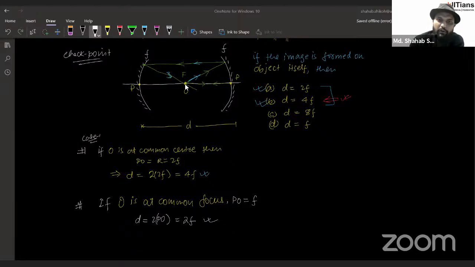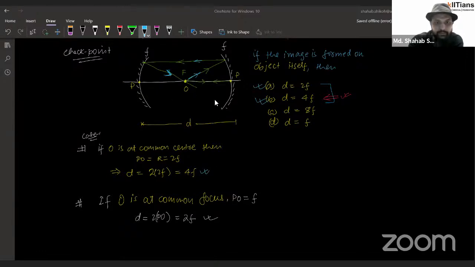What I'm telling you is, if the object is at focus, suppose this O is the common focus, see where the image is formed. Take the ray from the object. The object is at focus, so the ray is coming from focus. It hits the mirror, and the ray coming from focus becomes parallel after reflection. The parallel ray passes through focus after reflection. So finally, the rays converge at the object only. So the image is formed at the object only. So this 2F is also true. P2O is the focal length, so the total is 2F. So both options are correct.